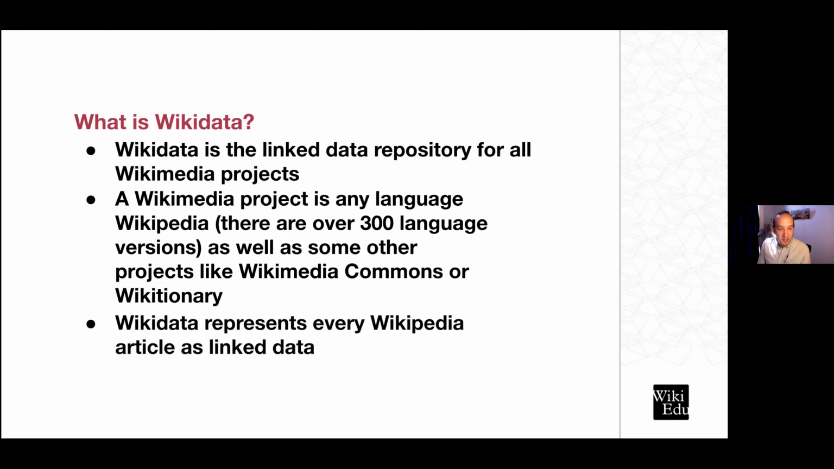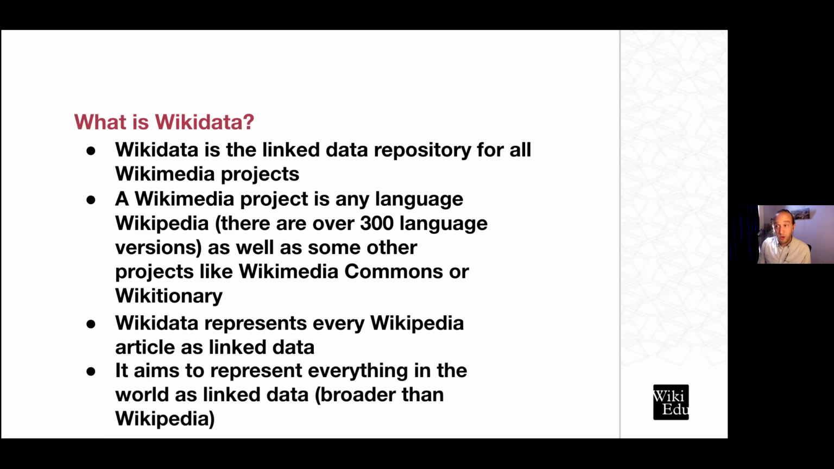Wikidata aims to represent every single Wikipedia article as linked data. So any article that exists on Wikipedia also exists within Wikidata. But it also goes beyond Wikipedia and tries to represent everything in the world as linked data. So there are things that may exist in Wikidata that don't yet exist in Wikipedia, which will be important for research in just a little bit.